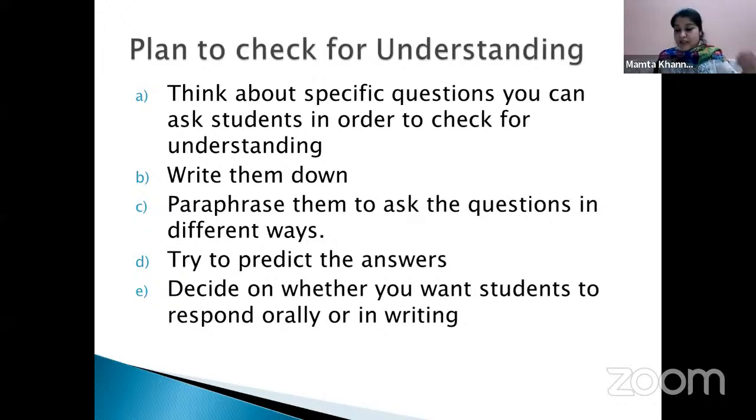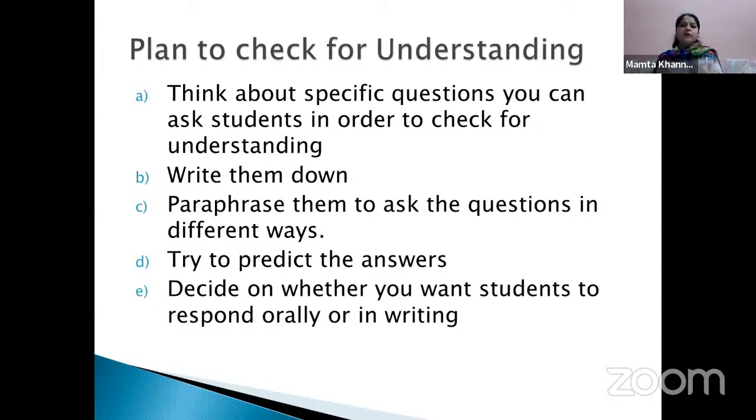This also helps you in your class if you are not able to recall what you have made. You can just flip your lesson plan and here you go. So you have to be ready with it. Write them down. Write those specific questions in your lesson plan. Paraphrase them to ask the question in different ways.